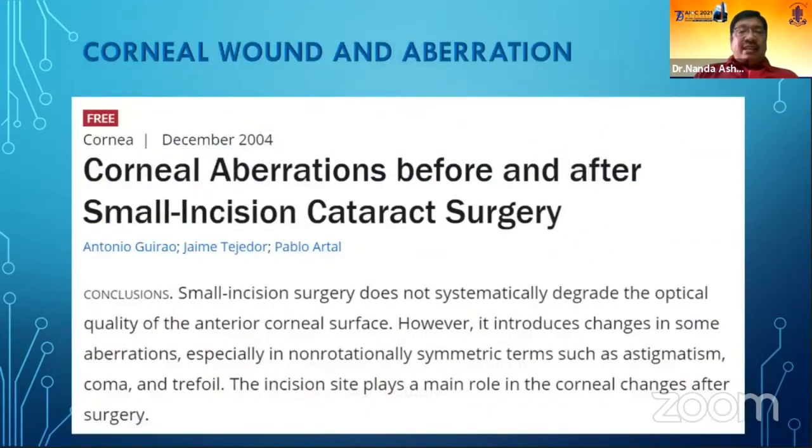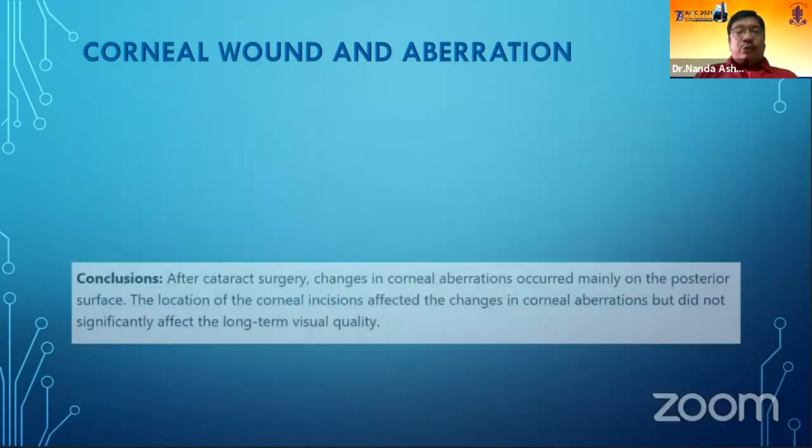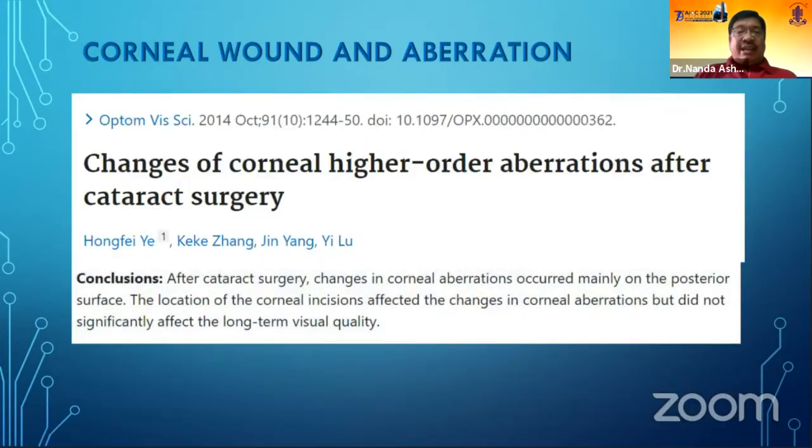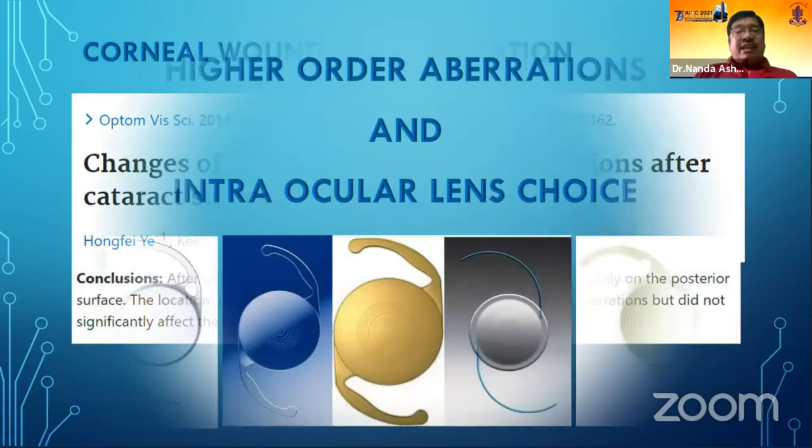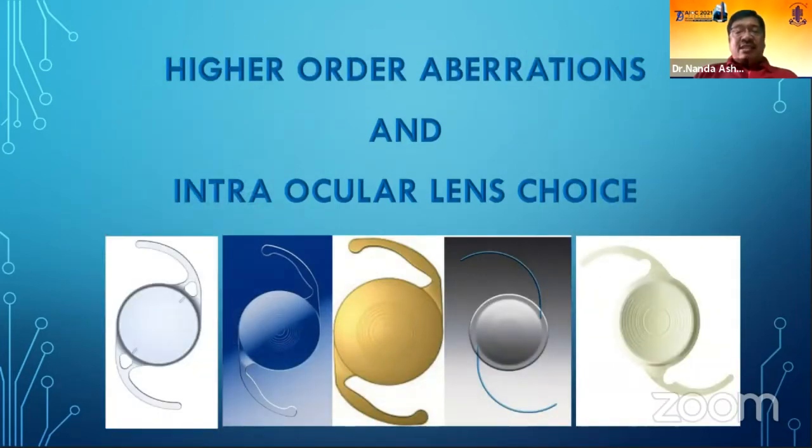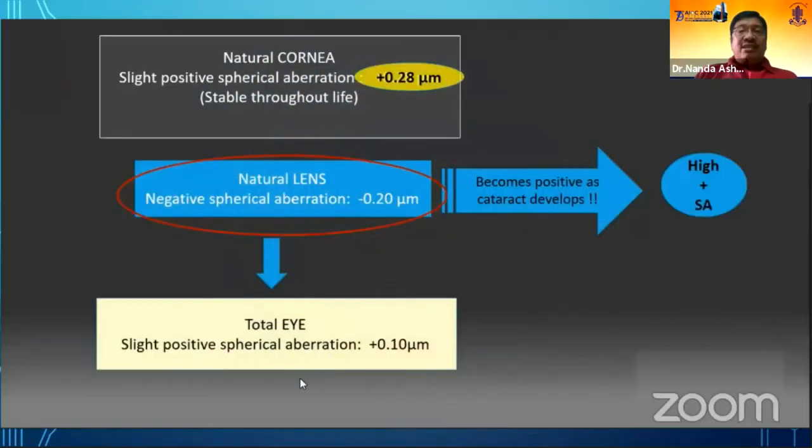Wound, we know in SICS, the corneal wound can cause astigmatism. In addition to that, it can also cause coma and trefoil, and it is mostly from the posterior surface of the cornea. Higher order aberrations are present in the eye, and intraocular lenses, our choice, can worsen it. We know that the natural cornea has about plus 0.25 spherical aberration, and a lens can neutralize minus 0.2.